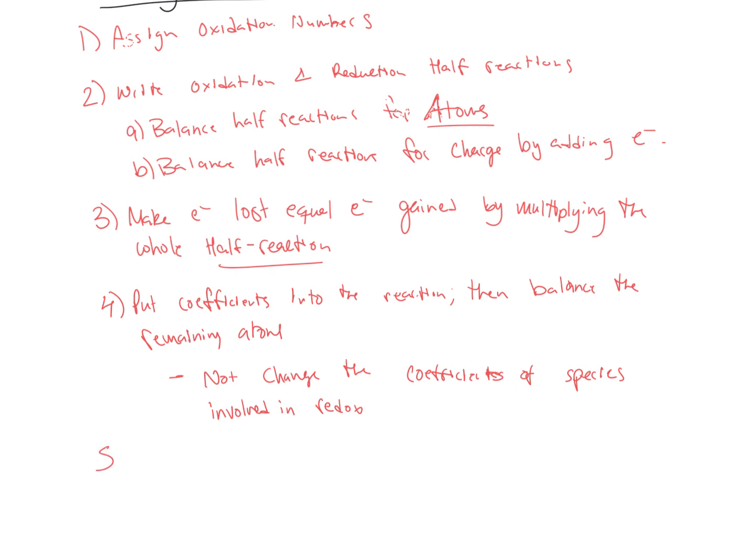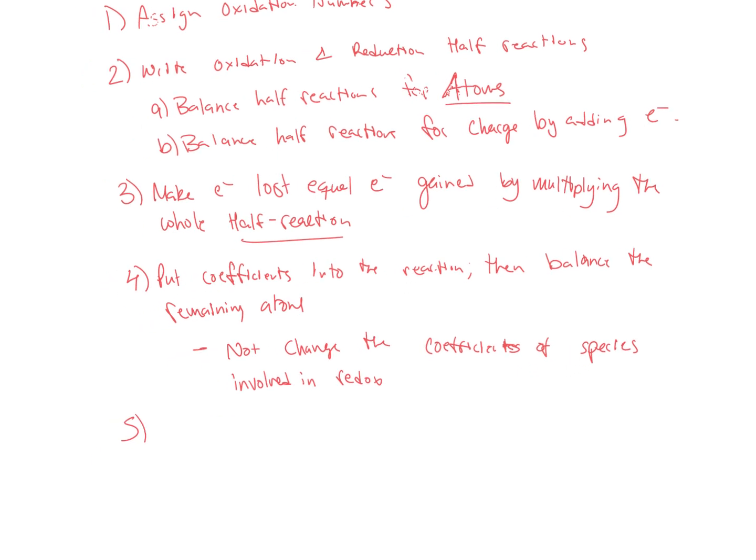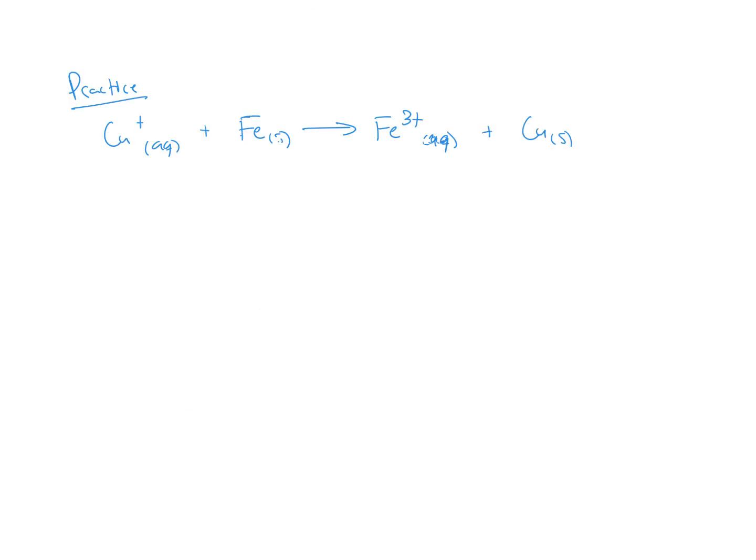The last step, number 5, is to check to make sure the total charge is the same on both sides. Once you do all of those steps, we should have a nicely balanced redox reaction.